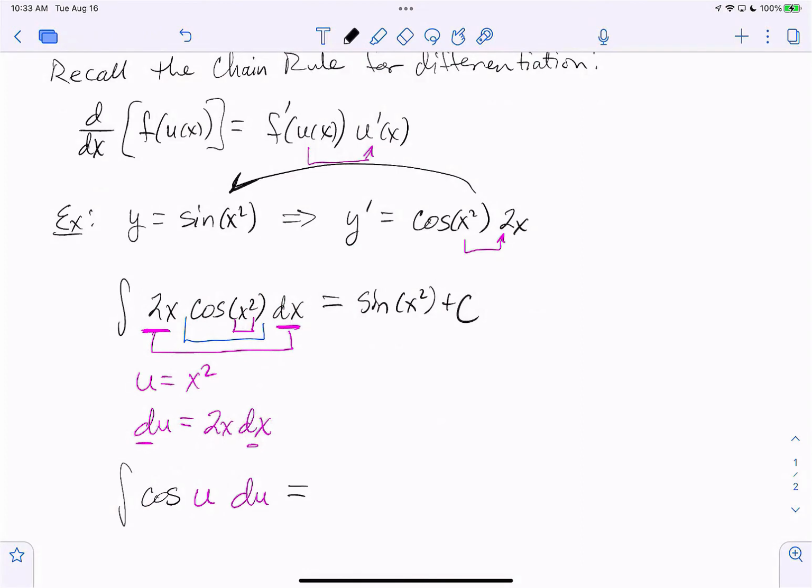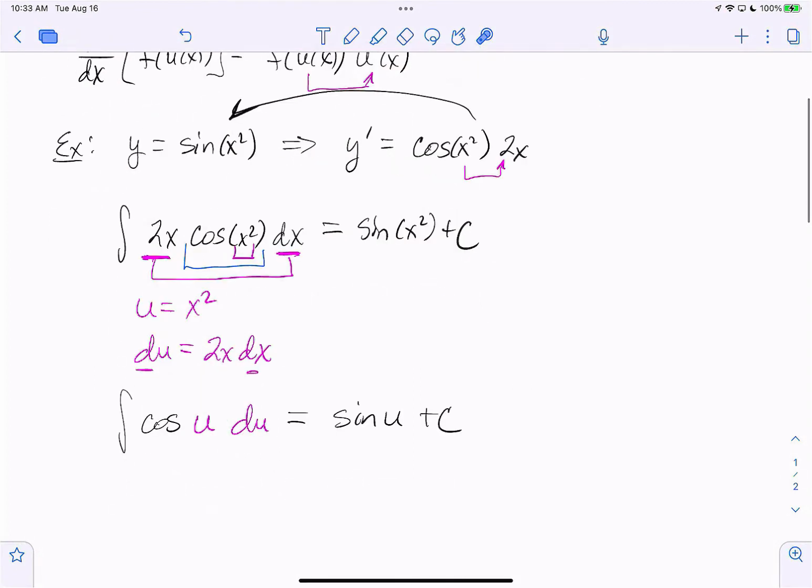The integral of the cosine is the sine, so I have sine of u plus c. But now we need to bring back, we had everything in terms of x. Now I have sine of u, right? So I need to bring it back in terms of x. But remember, u was a replacement for x squared. And so where I see a u here, I'm going to write down x squared. And that's how we end up with the sine of x squared plus c. So that's how the substitution rule works.